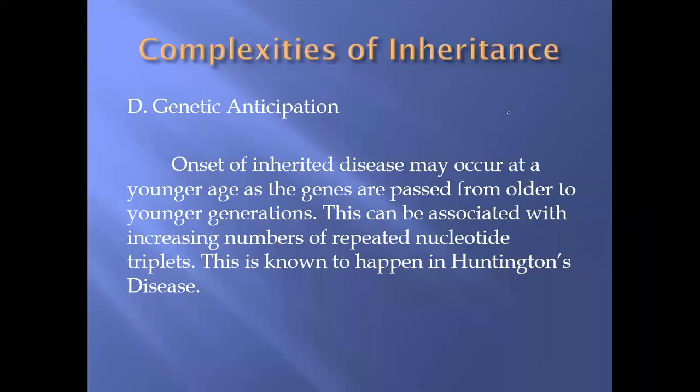All right, two more complexities of inheritance that we're going to talk about before we're done today, and that is genetic anticipation. Genetic anticipation refers to the fact that you have certain genetic repeats in your body. So you have certain sets of DNA that repeat, okay? And that's actually normal. It's normal for us to find repeats in everybody's DNA. However, there are certain places where an increased number of repeats can be associated with a disease. One example of a disease where this can happen is called Huntington's disease.